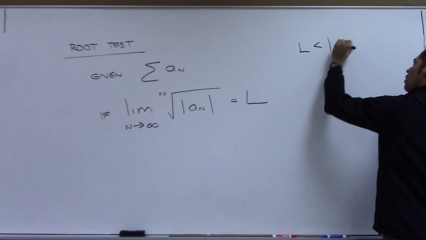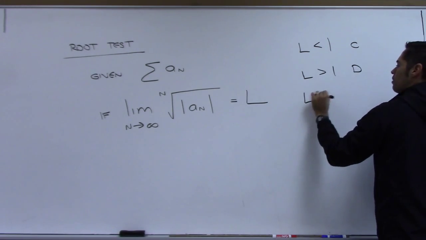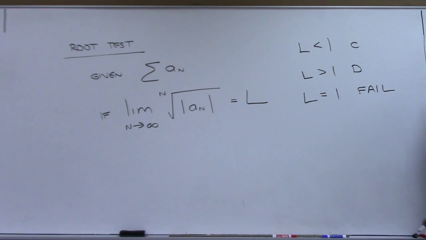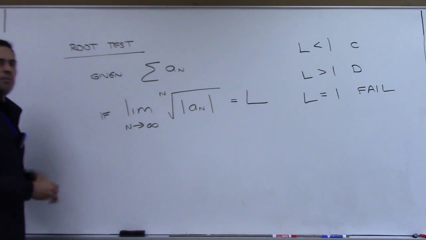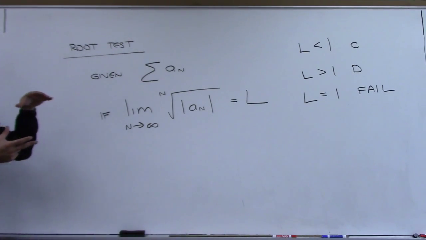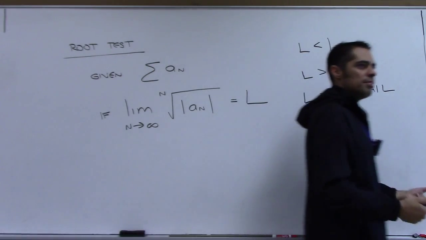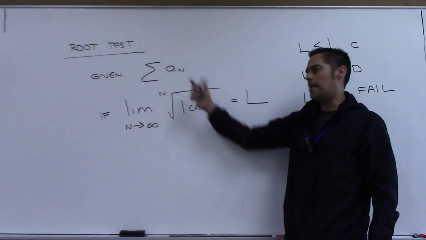If L is less than 1, converge. L is greater than 1, diverge. L equals 1, fail. Why do they call the ratio test the ratio test? Well, because it was the ratio, wasn't it? It was a ratio of a sub n plus 1 over a sub n. They call the root test because it's the nth root of the absolute value of the sequence.